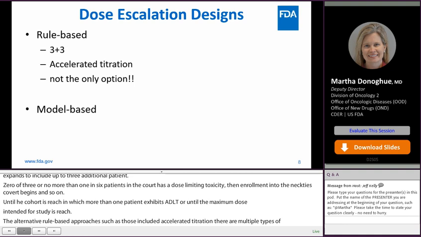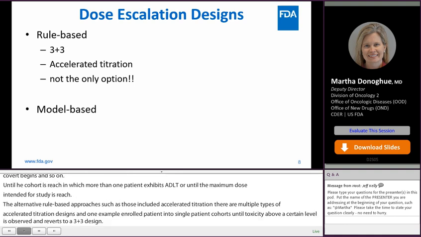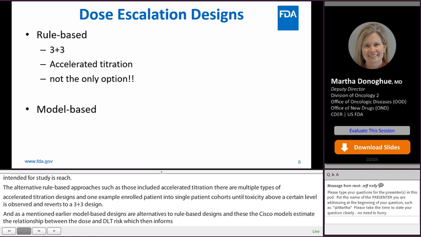They use a statistical model to estimate the relationship between the dose and DLT risk, which then informs dose escalation decisions. The model is also used to identify the maximum tolerated dose, which is defined relative to a target toxicity level specified by investigators before the trial begins, which is generally less than 33% of patients. There are several types of model-based methods that can be used, some of which are quite complicated.